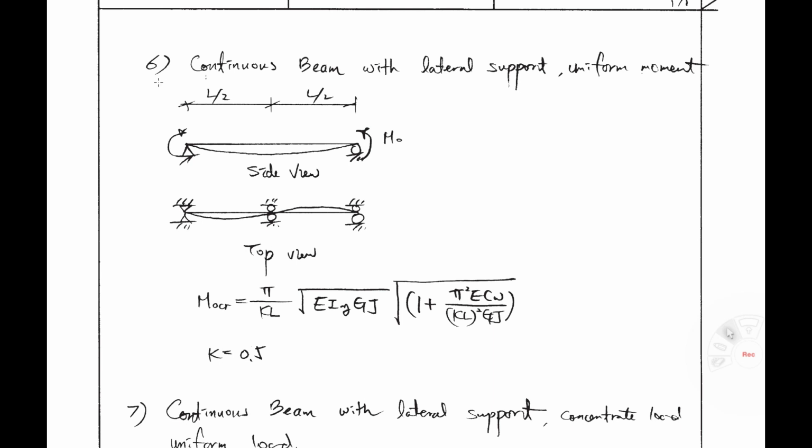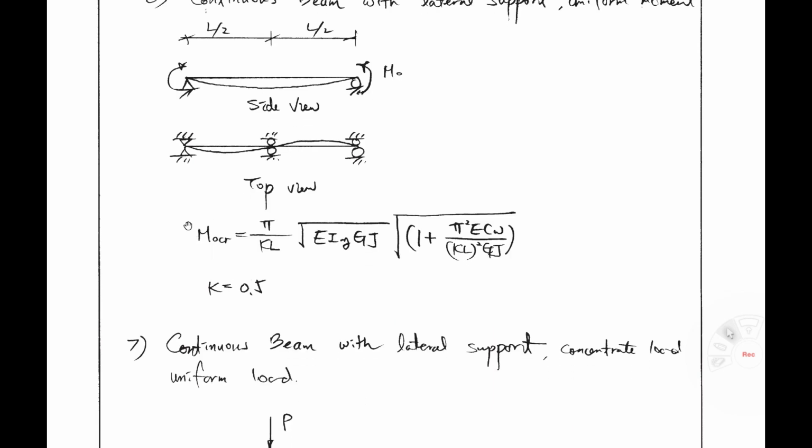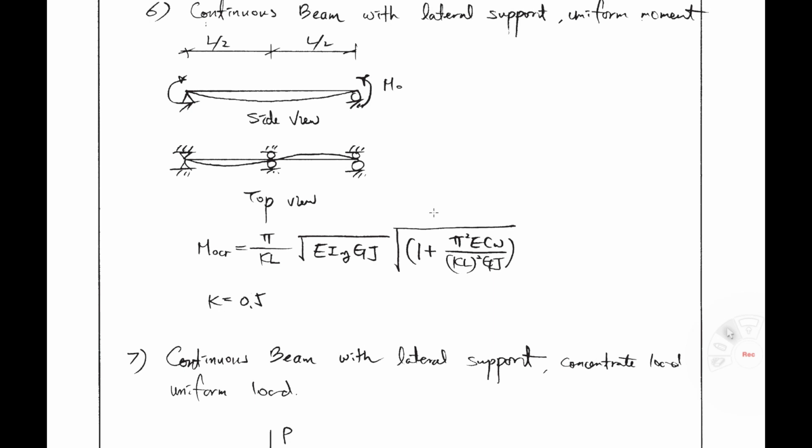This one is the continuous beam with lateral support. Continuous beam means if we see the top view, then we have the lateral support at both ends and midspan. Inside the view, we have end moment M0. If we see only the side view, it is simply supported, but if you see the top view in relation with lateral torsional buckling, it looks like a continuous beam. Do you understand? So in that case, the MOCR standard equation. If you see the lateral torsional buckling shape like that, this hinge to hinge distance is L over 2. So that means your K value is 0.5. If you input 0.5, you can get that equation.